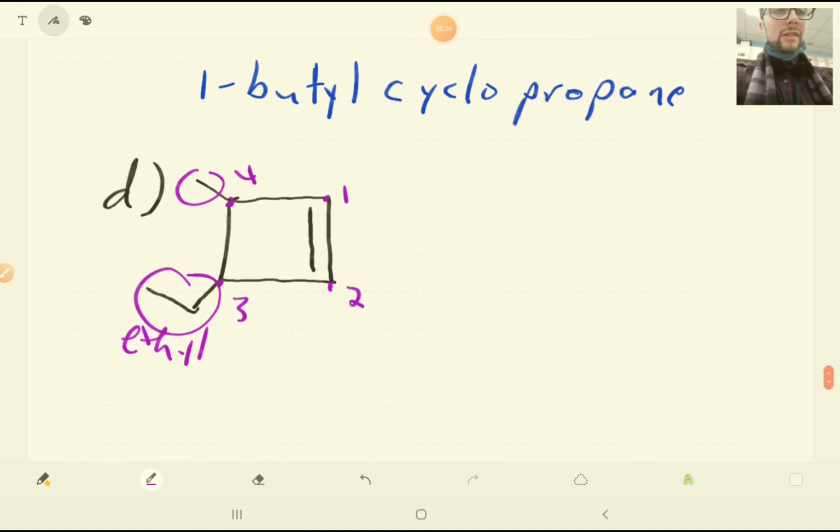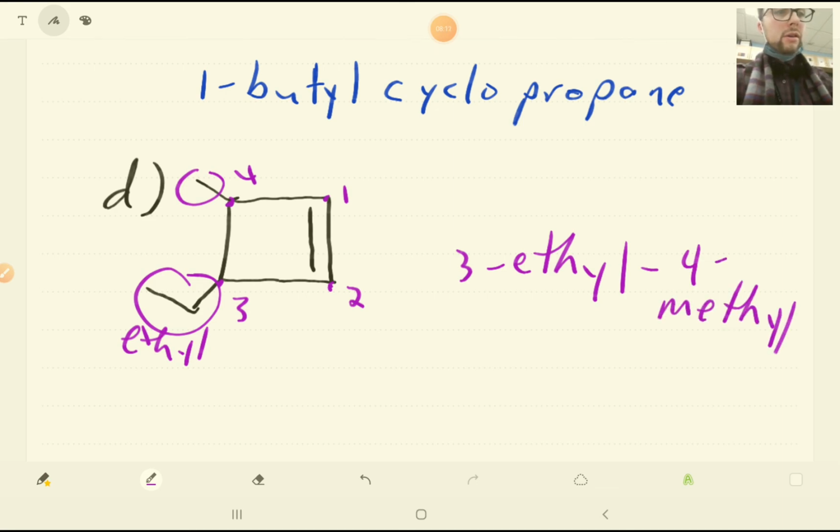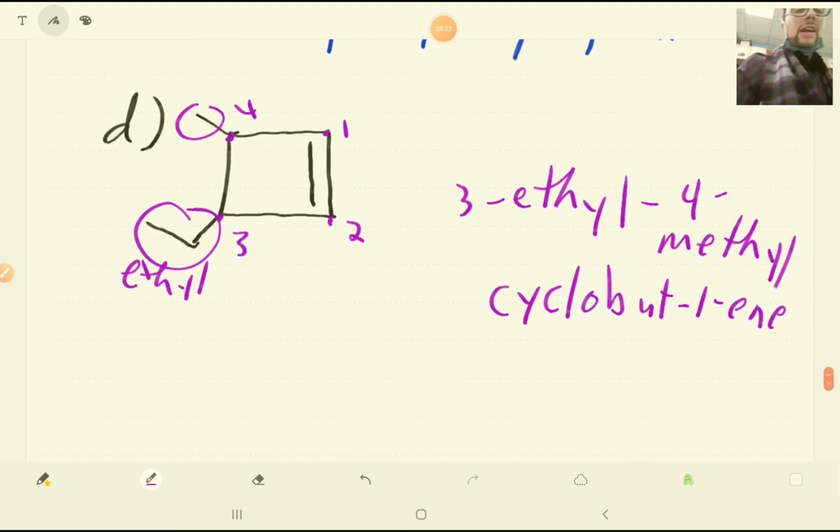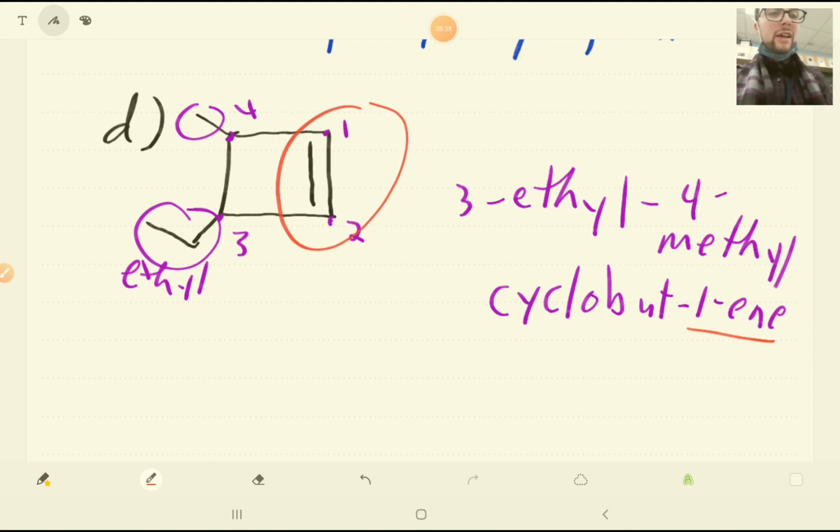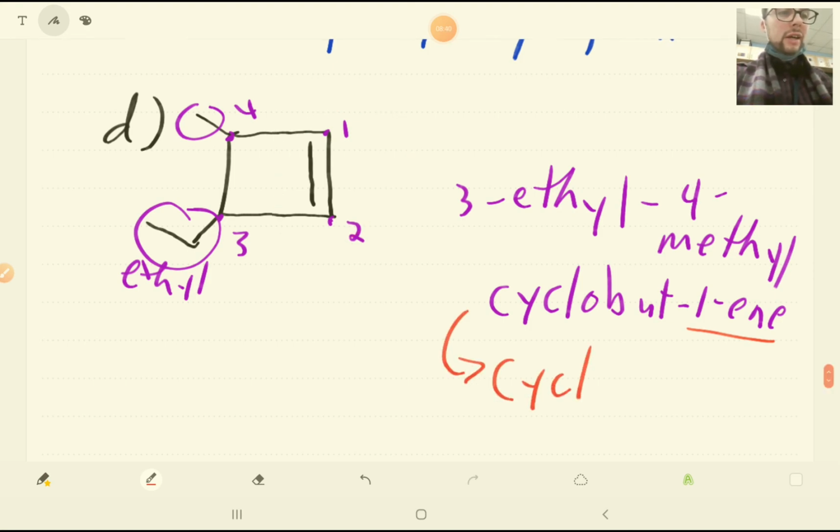And so when we name this, this would become 3-ethyl-4-methylcyclobut-1-ene. And in fact, in some cases, because the rule for cyclic hydrocarbons is that you always have to count from where the double bond occurs, some people say it's useless to put the 1. And so they may, in certain answer keys, just write cyclobutene. And that is fine as well.